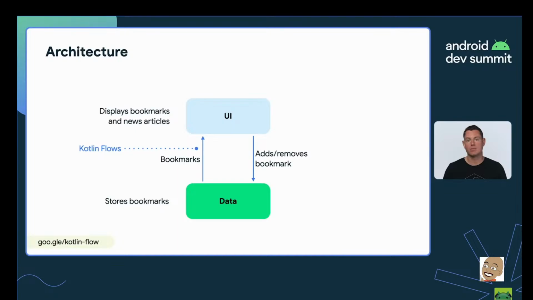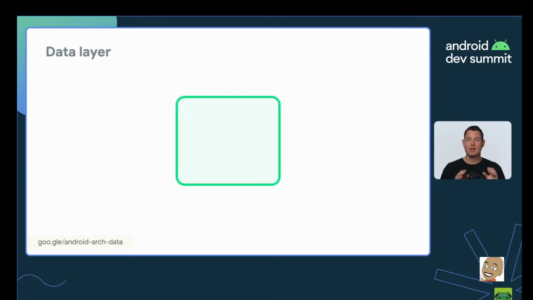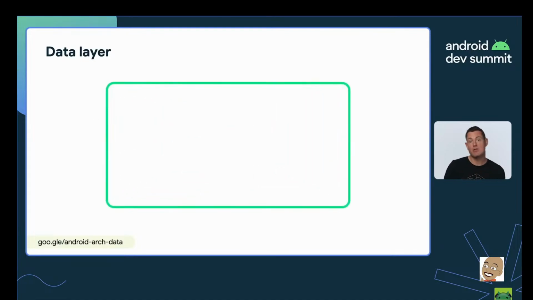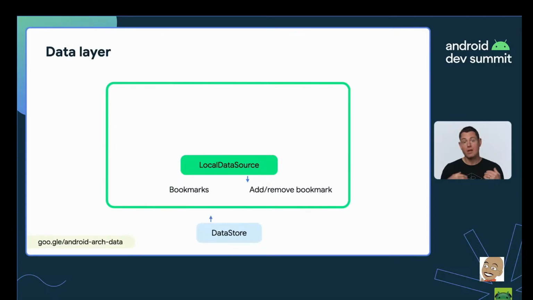Let's dive into the data layer to see the individual classes which we should implement. The data layer has two types of component: repositories, which expose the app data and centralize changes to that data, and data sources, which obtain data from a single source. Let's take this from theory to reality by implementing the classes in the data layer. We'll start by implementing a local data source class. This will store bookmarks locally on the device using Jetpack Data Store.